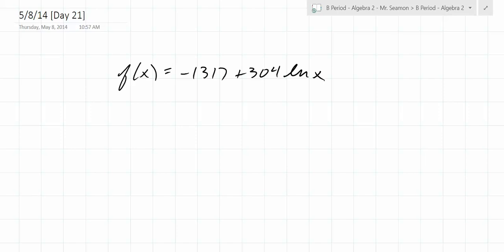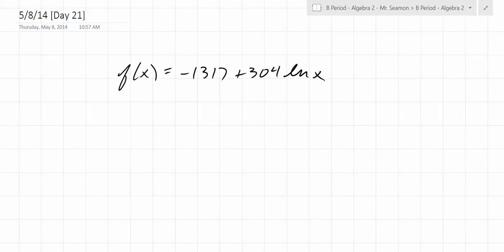So the key thing to realize here is this says the growth of outpatient surgeries as a percent of total surgeries. So the output is that. What is the input? Where x is the number of years since 1900. So part A says, what does the function predict for the percent of outpatient surgeries in 1998? So how do you do that one?